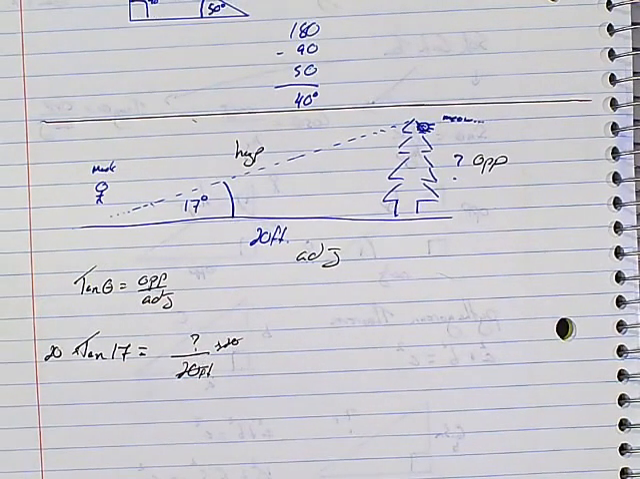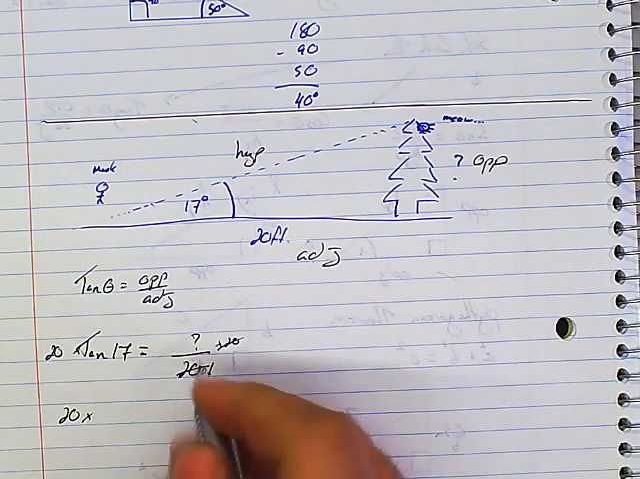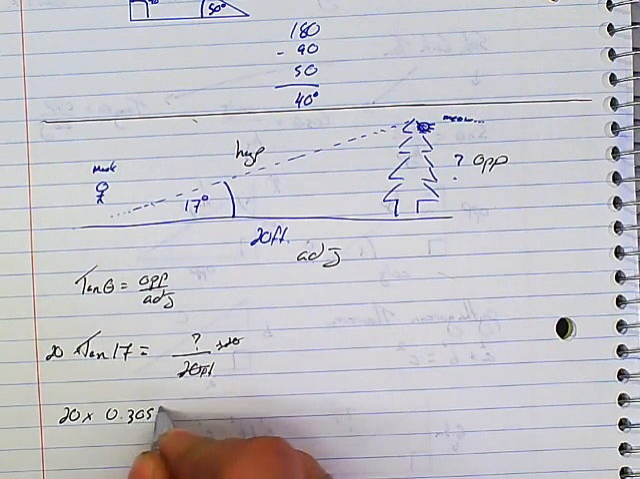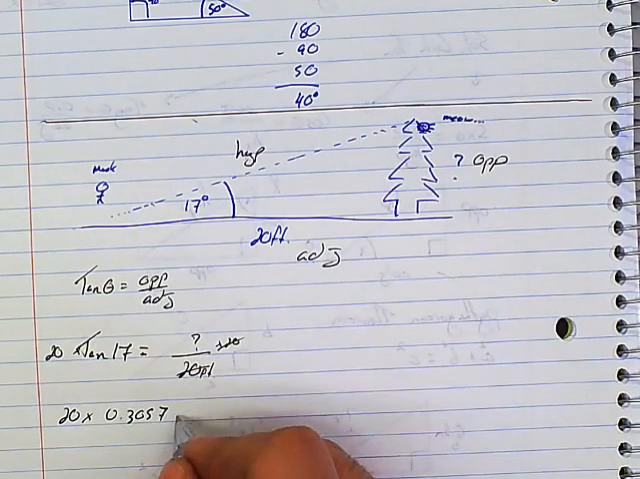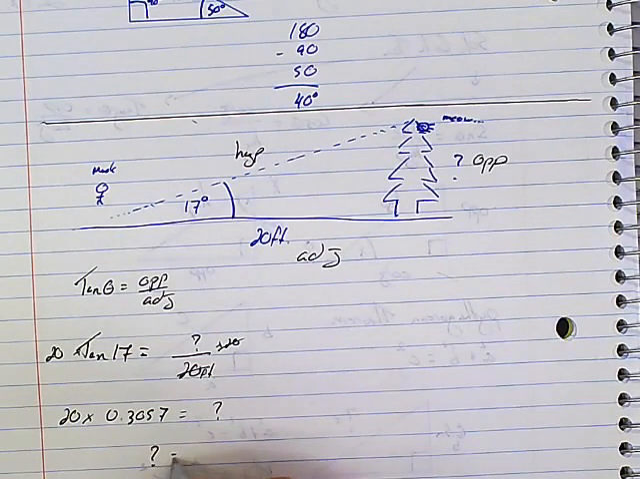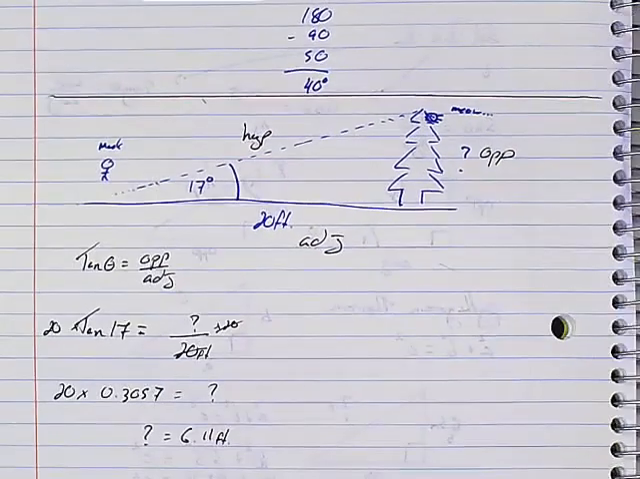Depending on your calculator, sometimes it's easy to figure out what is tan 17 first. Tan of 17 is 0.3057 with a bunch of other stuff behind it, equals our unknown. Or if you get a calculator, you can punch it all into one string. That's fine too. Some you can't. So tan 17 times 20. Our unknown is 6.11 feet tall.